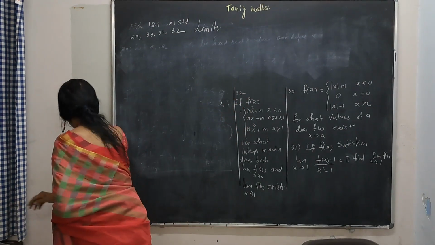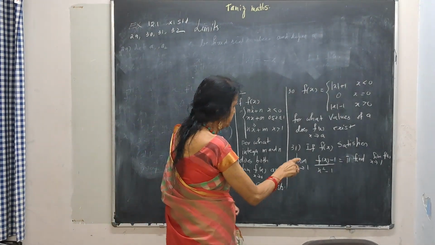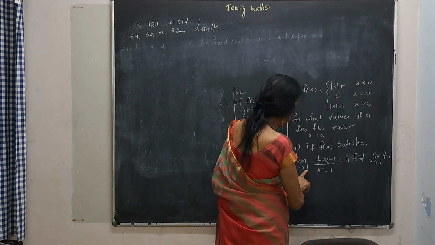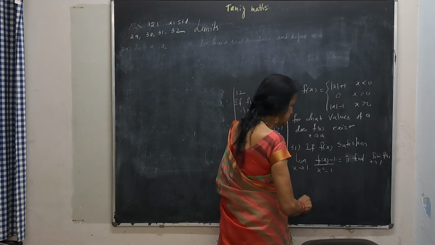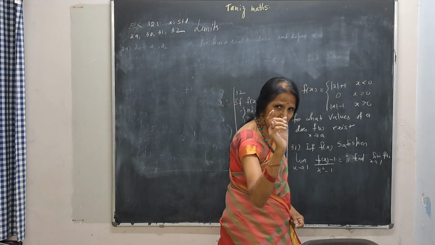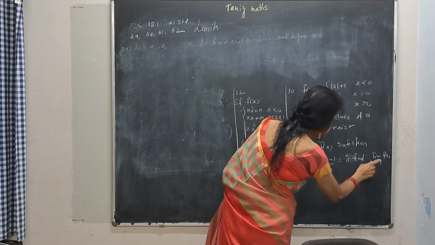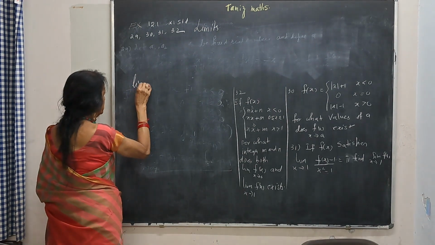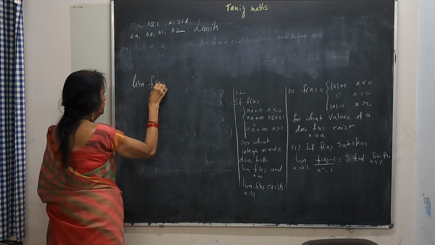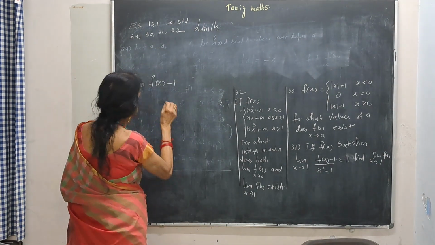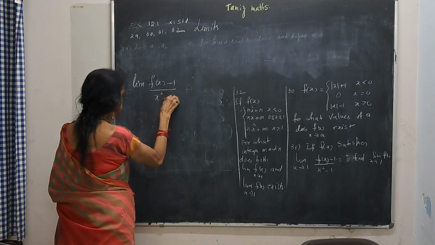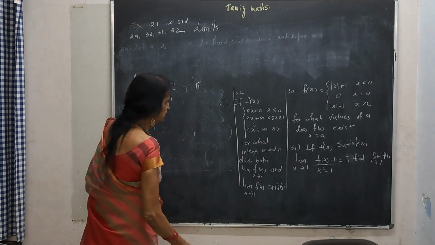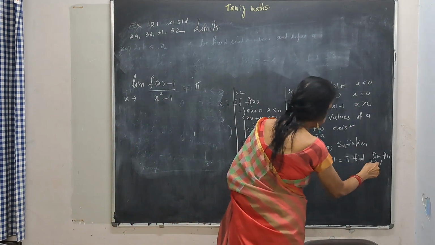Problem number 31. If f(x) is satisfying, limit x tends to 1, (f(x) minus 1) by (x square minus 1) is pi. What is the limit of f(x) as x tends to 1? So the limit of (f(x) minus 1) by (x square minus 1), x tending to 1, is pi. So I should find out the limit of f(x), x tending to 1.